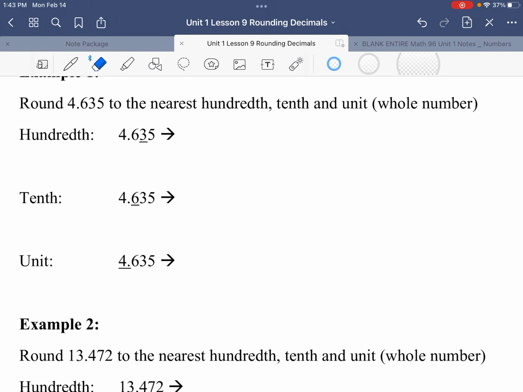So looking in the hundredths position here, the 3, and then the number to the right is a 5. So we're actually going to round this up, 4.64. If we're rounding to the nearest tenth, we look in the tenths position, and the number to the right is a 3. So we actually round down to 4.6. And rounding to the nearest unit, we look at the digit to the right, which is a 6. So we're going to round this up to 5.